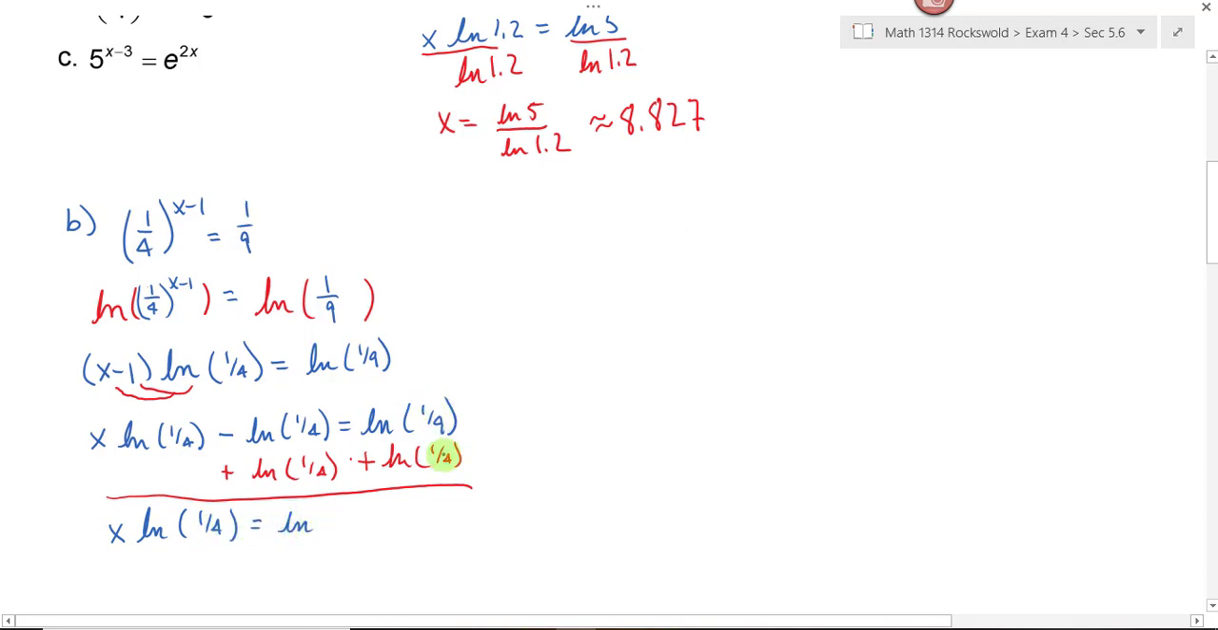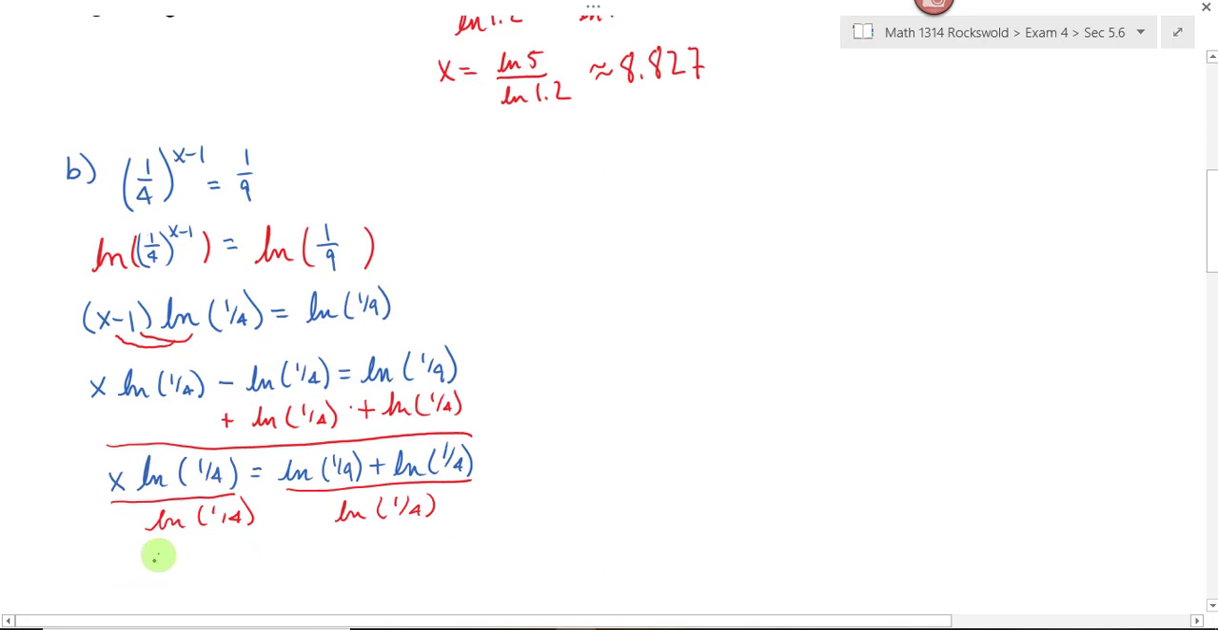Can I add the 1/9 to the 1/4? No, we don't have a rule that says that you can add the arguments together. So I write both of these terms down, the natural log of 1/9 plus the natural log of 1/4. Now to get the x by itself, I divide both sides by the natural log of 1/4, and that gives me my final answer of x equals the natural log of 1/9 plus the natural log of 1/4 divided by the natural log of 1/4.